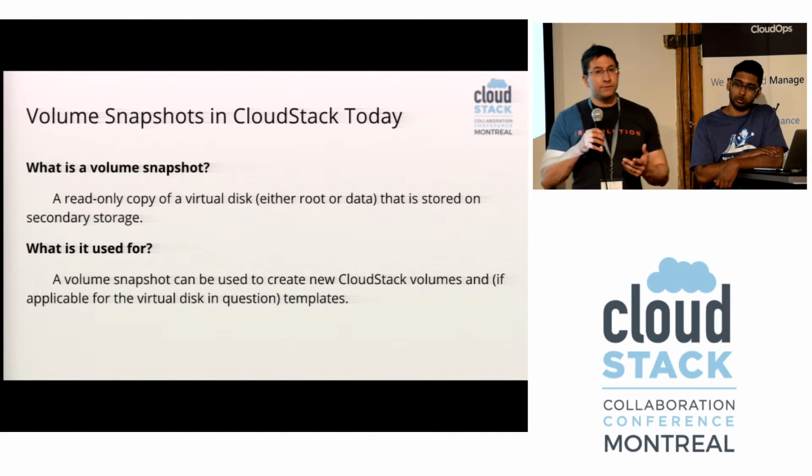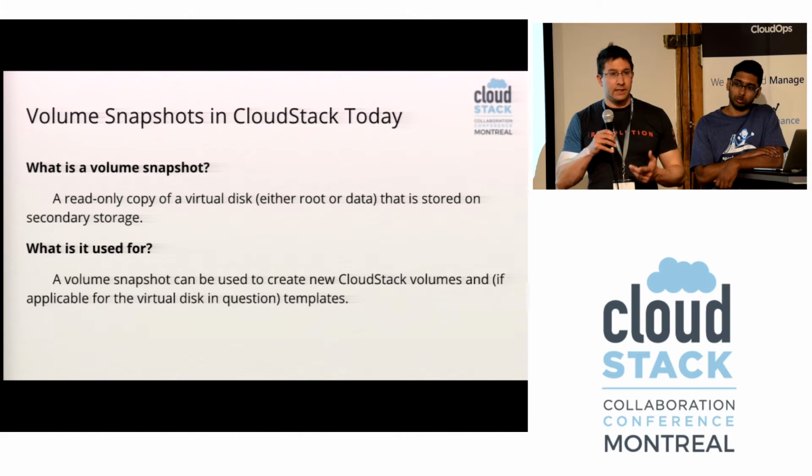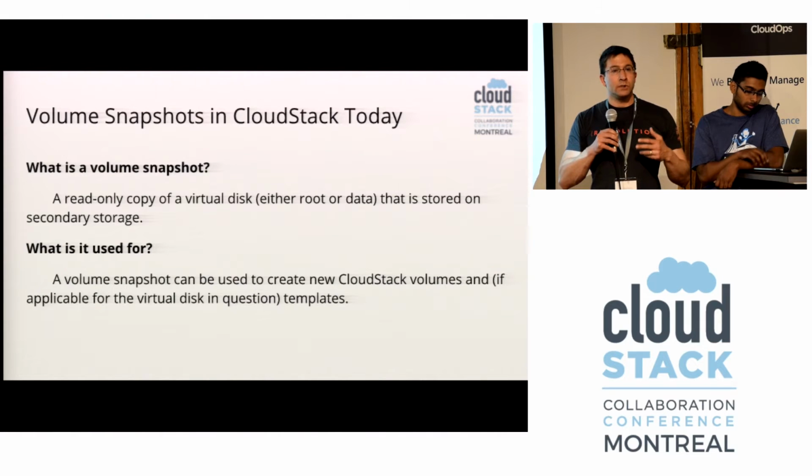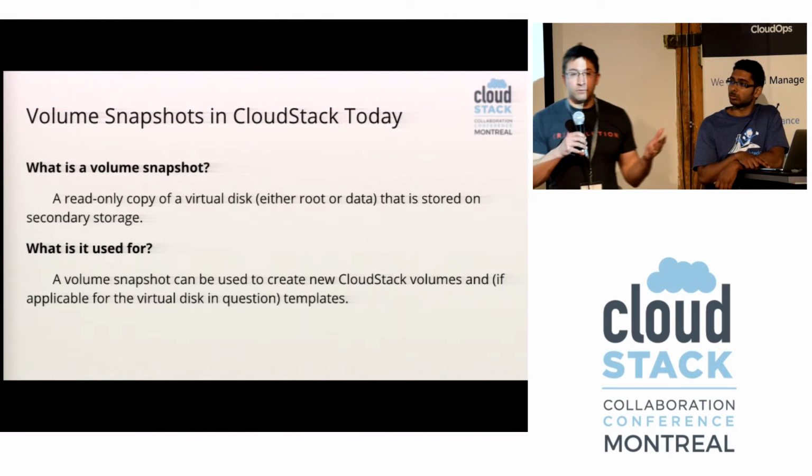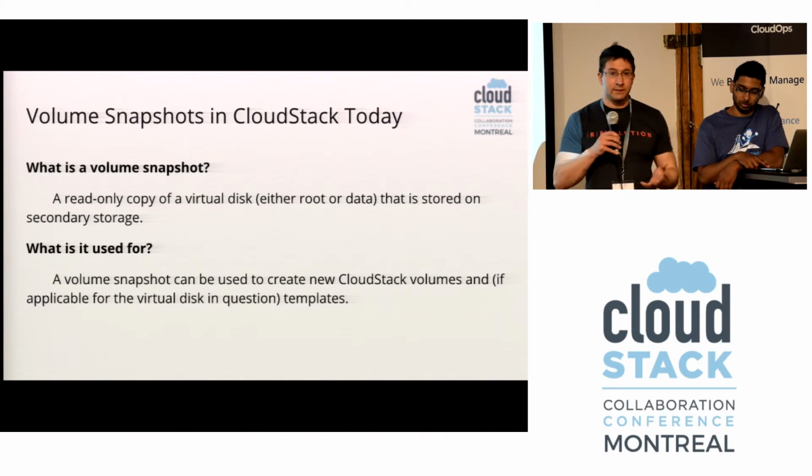And what it's used for is when you want to create new volumes in CloudStack, or if it was a backup or a snapshot of a root disk, you can use that backup to create new templates in CloudStack. So it's basically to create new volumes and potentially new templates. And it's stored on secondary storage, which is typically a different storage system than your primary storage. So that's a high-level overview of what a volume snapshot is in CloudStack.